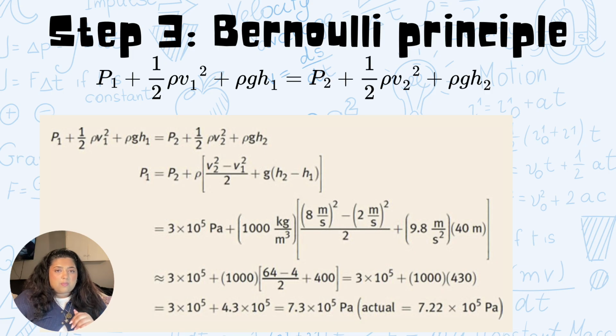Then we simplify step by step. We evaluate the velocity term first and then the height term. The velocity contribution comes from the difference in squared speeds, and the height term comes from the 40-meter increase. After calculating both contributions and multiplying by density, we add that to the pressure at the top, and then we approximately get P1 equals 7.3 times 10 to the 5 pascals.